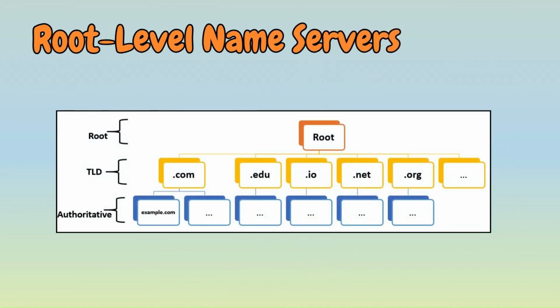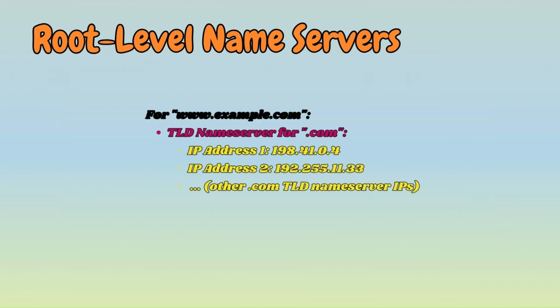Root level name servers handle requests from local servers and maintain name servers based on top level domain names like .com, .edu, .us, etc. For example, if a user requests the IP address of example.com, root level name servers will provide a list of TLD servers holding the IP addresses of the .com domain.